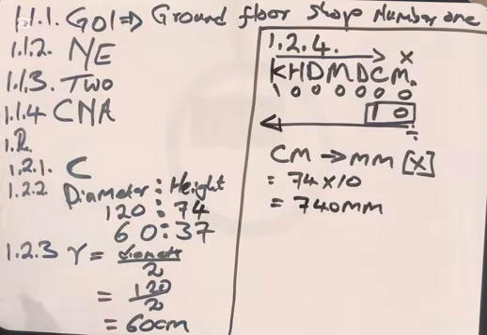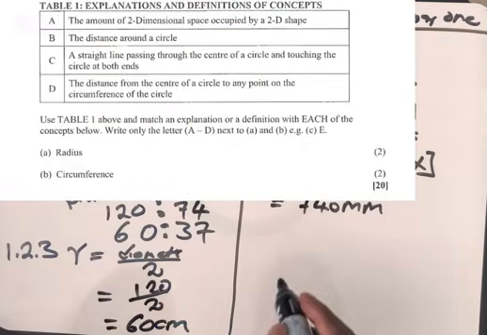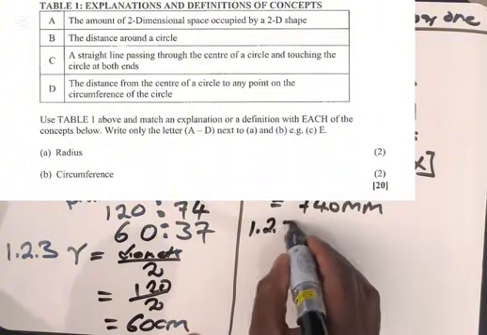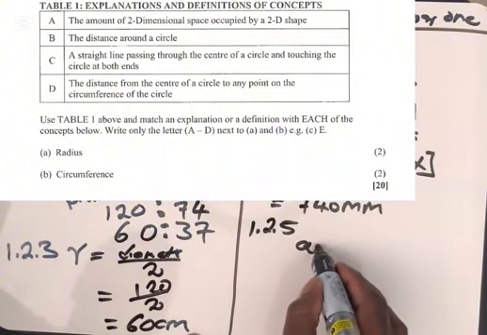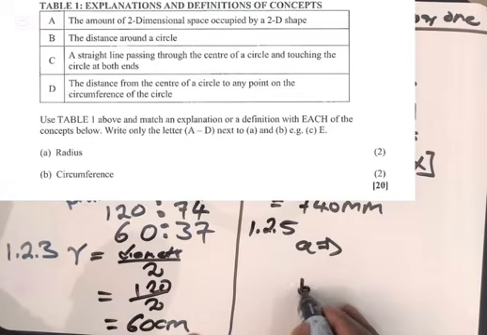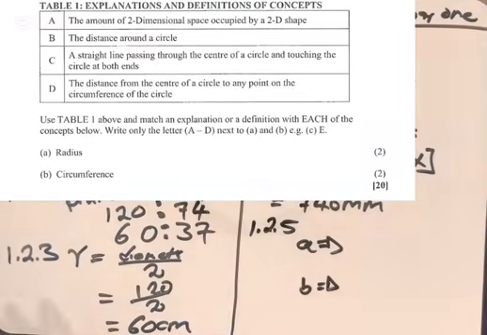We move to the next question, which is 1.2.5. We are having A and B. So let's check here. The table 1 below contain a list of explanations and definitions of concepts used in mathematical literacy. A, amount of two-dimensional space occupied by a 2D shape, okay?